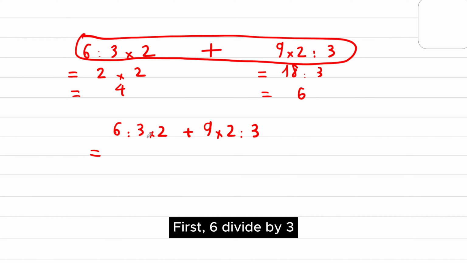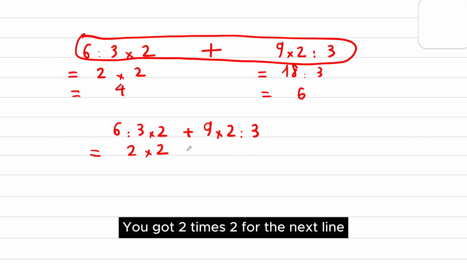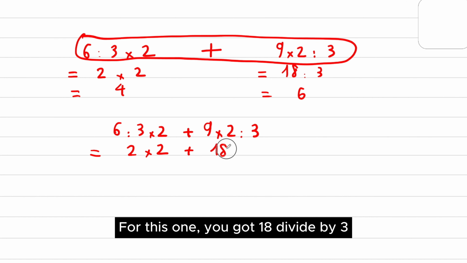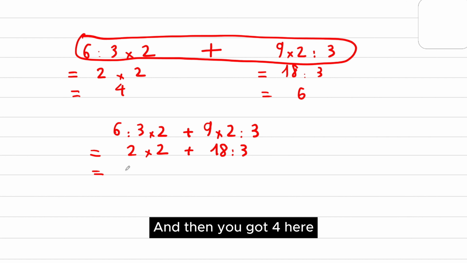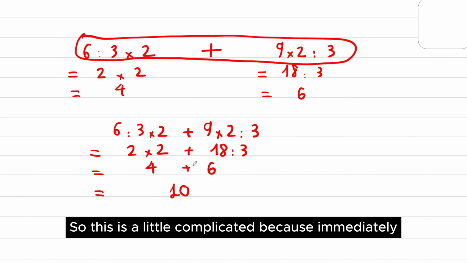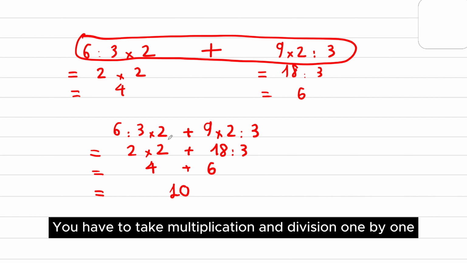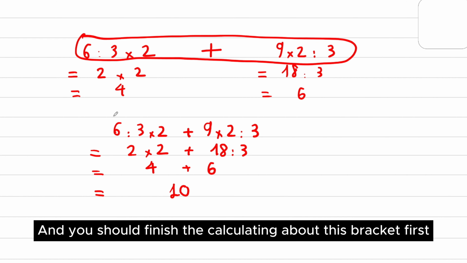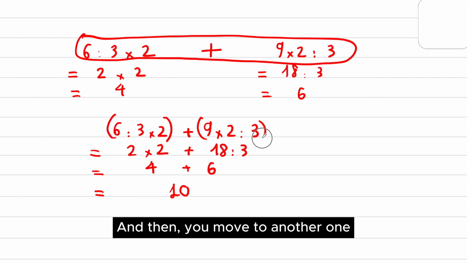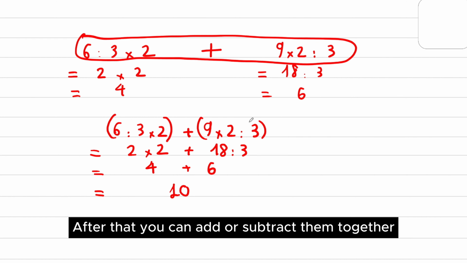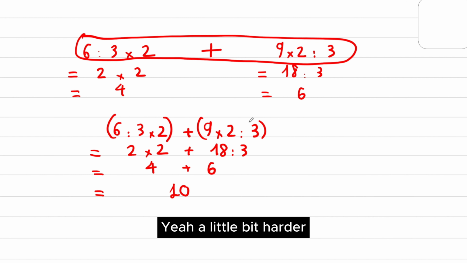6 divided by 3, you got 2, times 2 for the next step. For this one, you got 18 divided by 3. And then you got 4 here, and 6 here. And 4 plus 6, you got 10. So this is a little complicated because you have to take multiplication and division one by one. You should finish calculating this term first, and then move to the other one. After that, you can add or subtract them together. Yeah, a little bit harder.